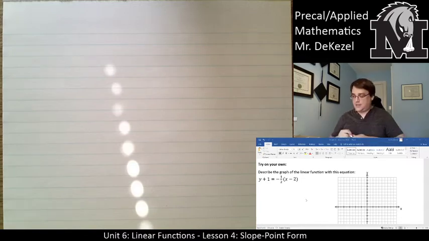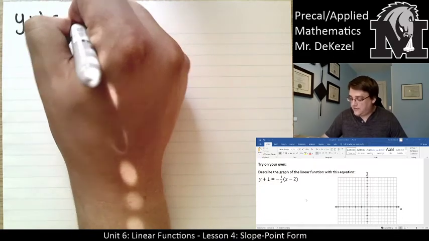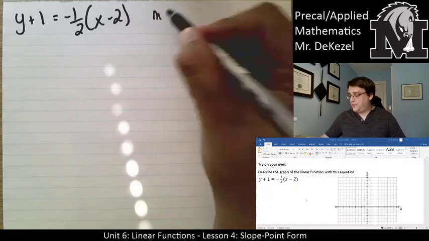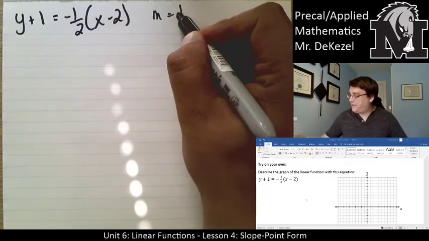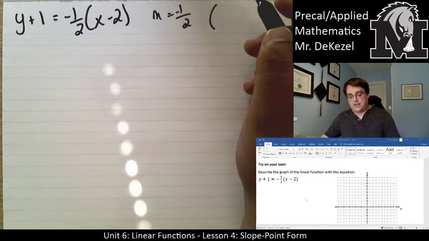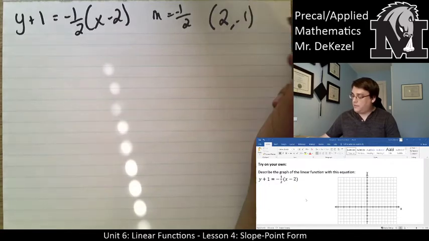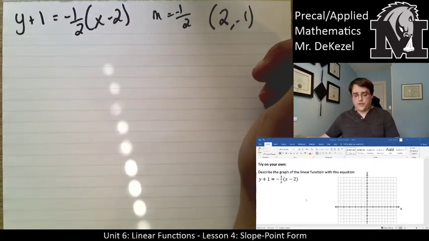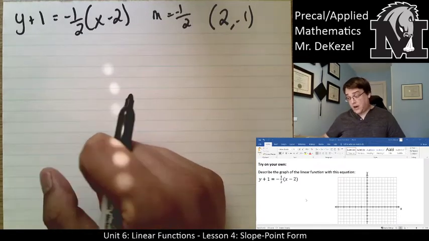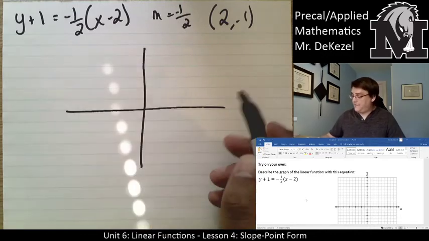All right, let's do this thing. So we've got y plus 1 is equal to negative 1/2 x minus 2. The slope right away I see is negative 1/2. And a point would be, I take the x value and I flip it. So that's plus 2. I take the y value and I flip it. That's negative 1. So that is my point and my slope. When it says to describe the graph, that's what it wants. We are then going to graph this function.